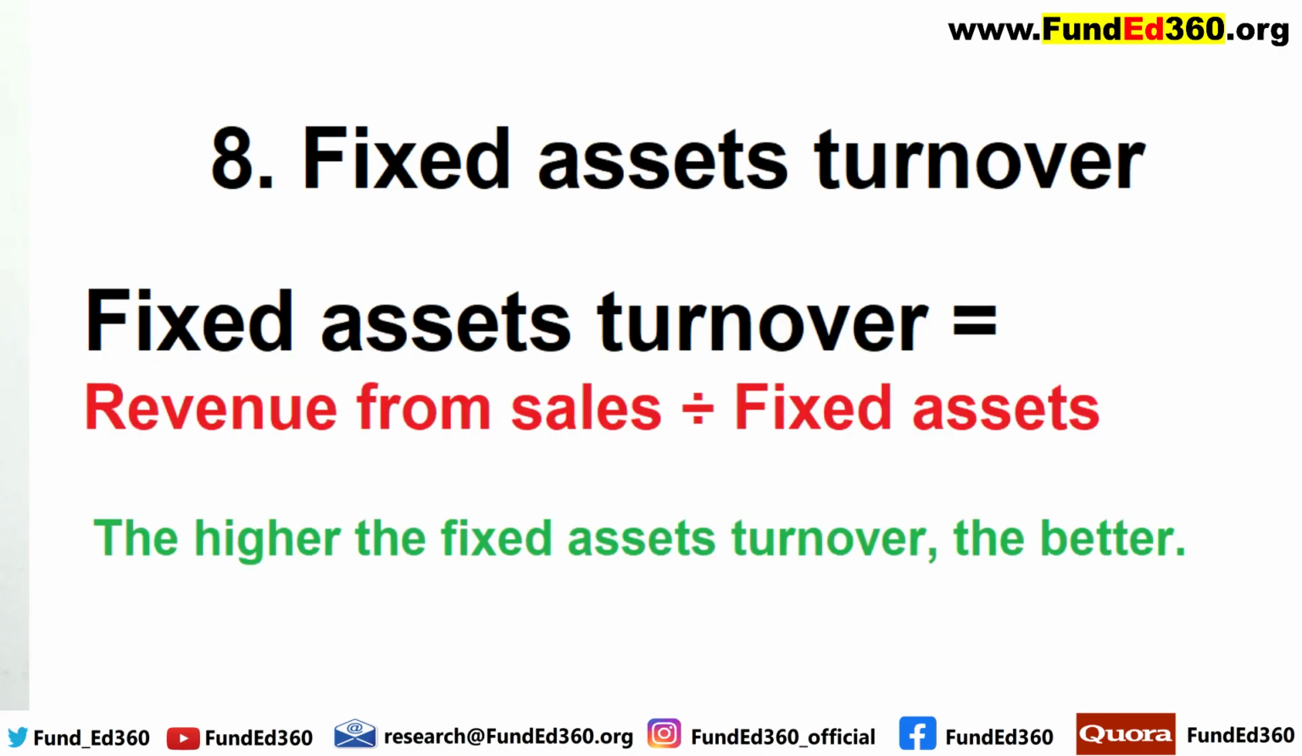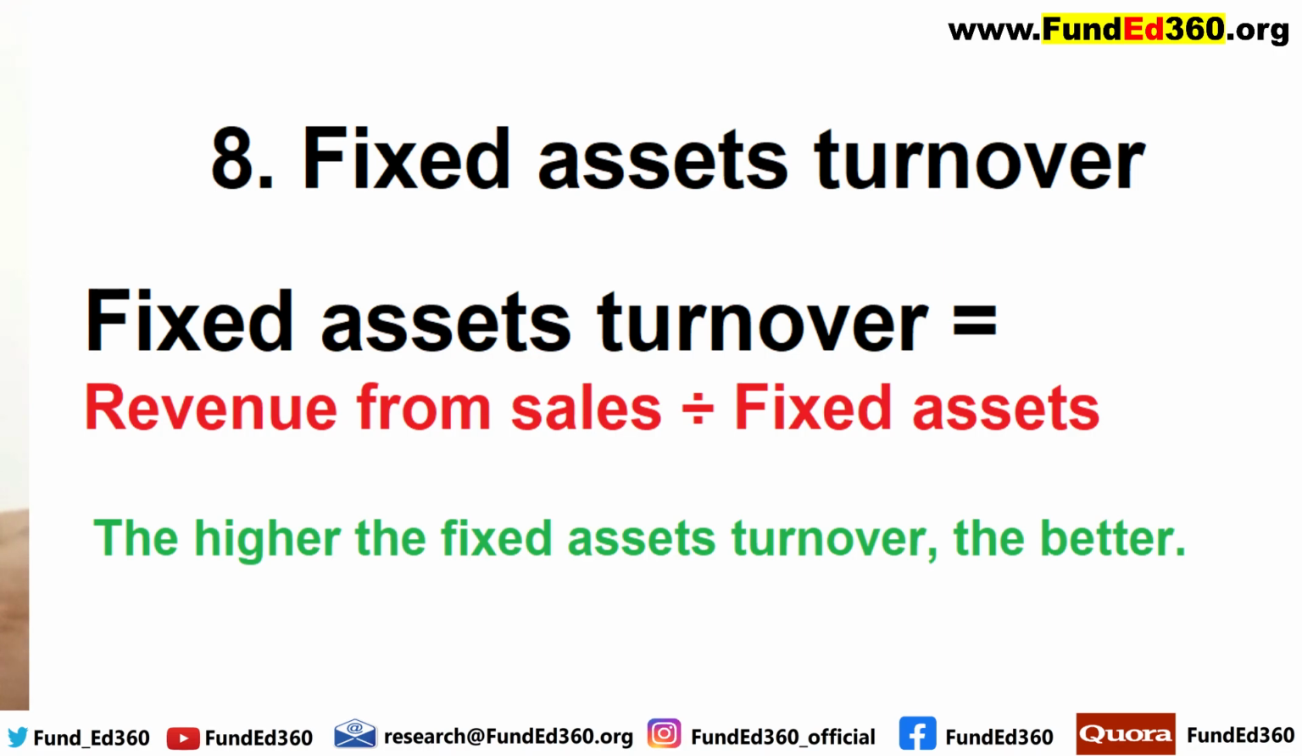The eighth ratio is fixed asset turnover. It establishes a relationship between the operating income of a company and its fixed assets. Fixed asset turnover is basically an indicator of efficiency and is used to determine how much sales a company generates using its fixed assets such as plant, equipment, machinery and the capital work in progress, CWIP. The higher the fixed asset turnover, the better always. Mathematically speaking, fixed asset turnover is the ratio of revenue from sales divided by fixed assets.